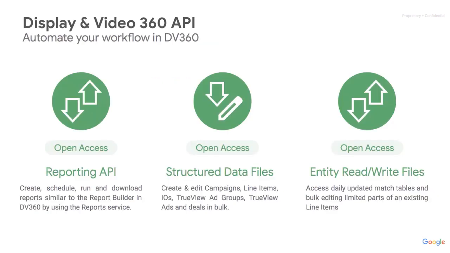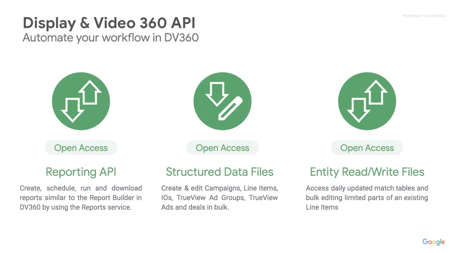And about the Display and Video 360 APIs, as we said at the beginning, you can easily automate your workflow. How? You can use the reporting API, which is open access, SDF, structured data files, open access as well, and the entity read and write files, open access as well. Starting from the reporting API, you can do whatever you want: create, schedule, run, and download reports similar to the one that we saw at the beginning of the session within the report builder.